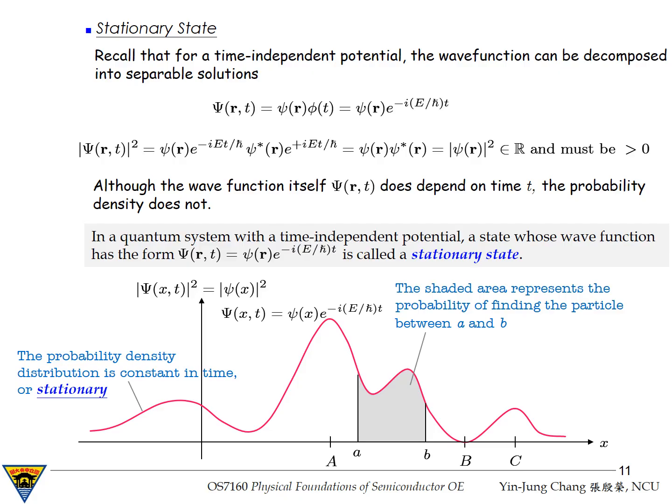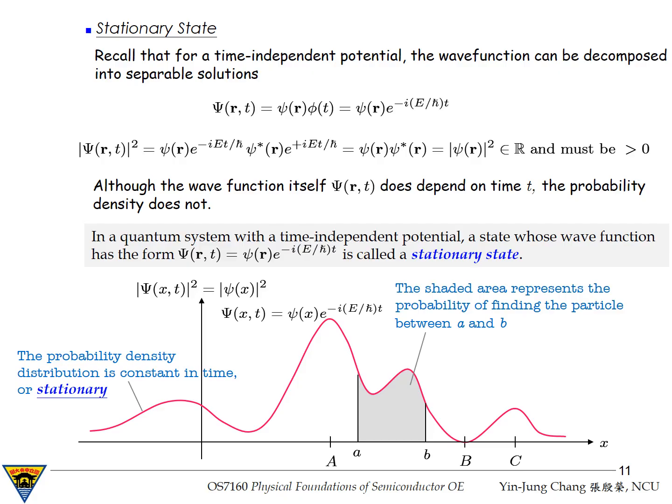This is a very important result. It tells us that for a separable solution of the time-dependent Schrödinger equation with a time-independent potential, the probability density doesn't depend on time. So in a quantum system with a time-independent potential, a state whose wave function has the form shown here is called a stationary state.